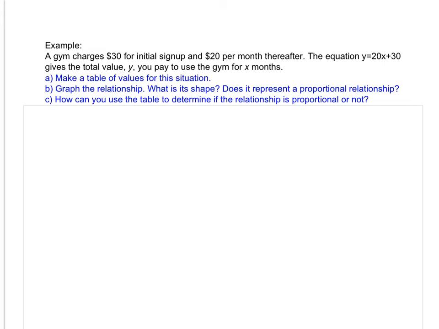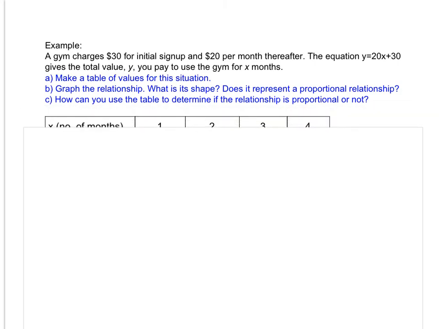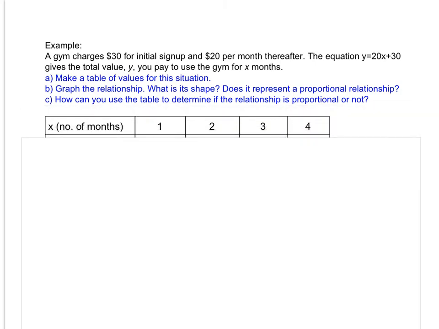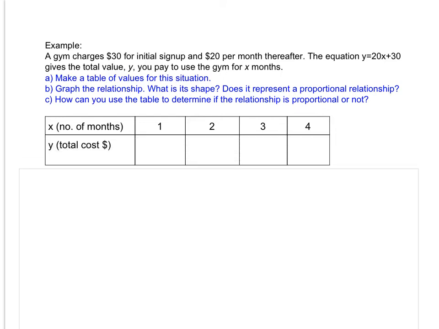Now, in part B, we use the graph to decide whether it's proportional or not. But again, we don't have to use the graph to make that decision. We can use the table to determine if it's proportional or not. So that's part C. Okay, so let's start with part A. All right, I want to generate a table. So x represents the months, y represents the cost.